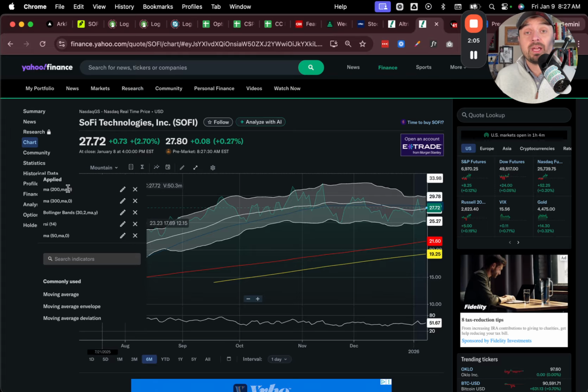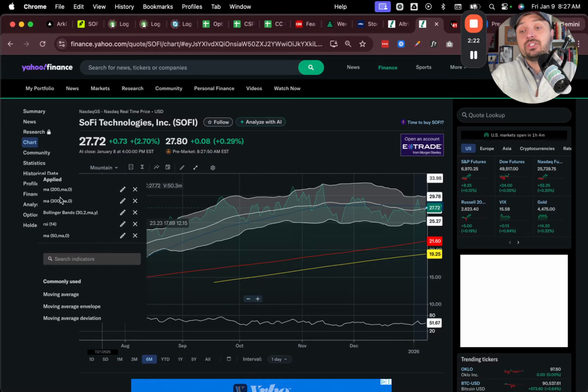Some of these dividend payers like Realty Income pay a monthly dividend, and you could also collect a monthly or weekly premium from those as well, right? So either way, I'm always long term on whatever stock I'm going to be buying. So I always like to look at the 200 and 300-day moving averages. More on that in just a moment.